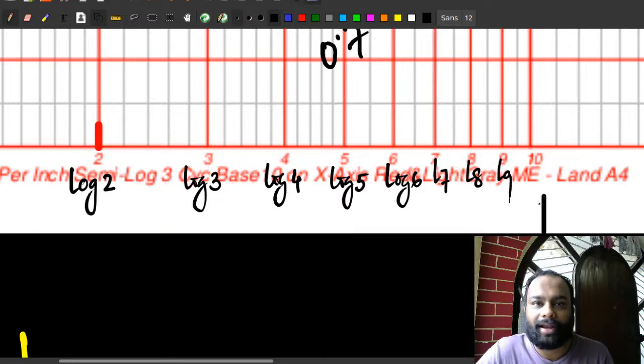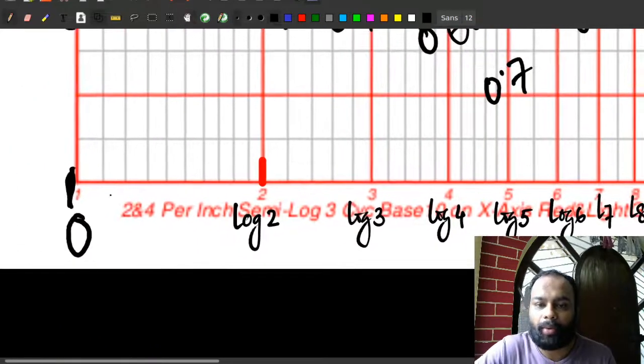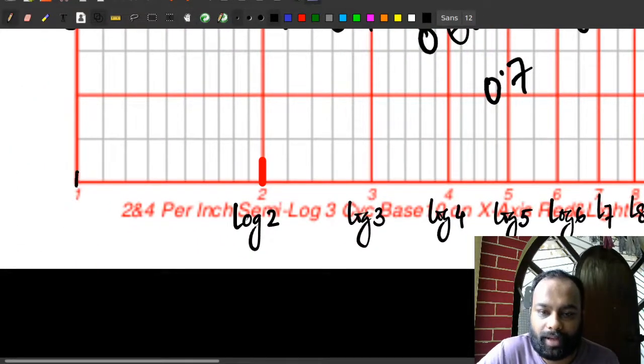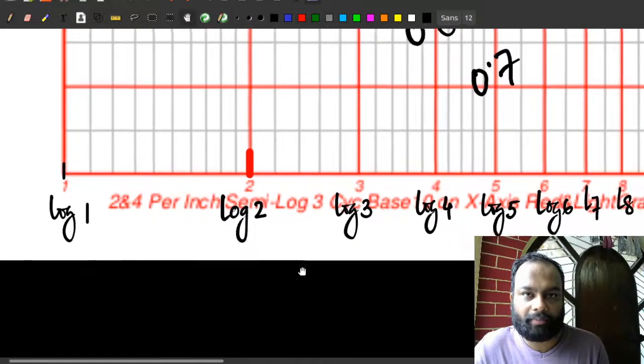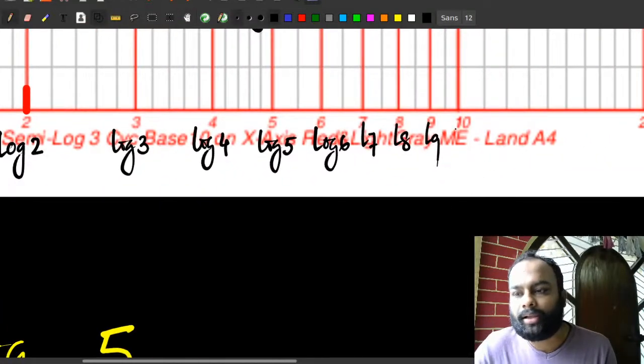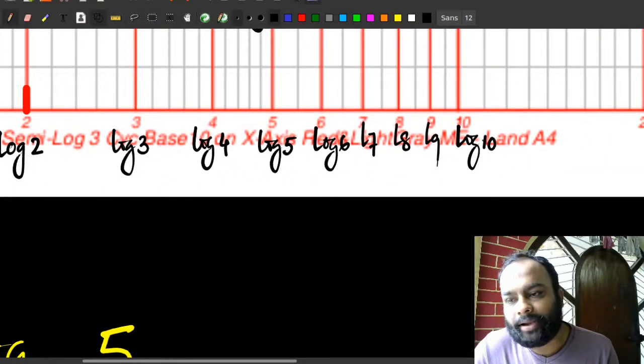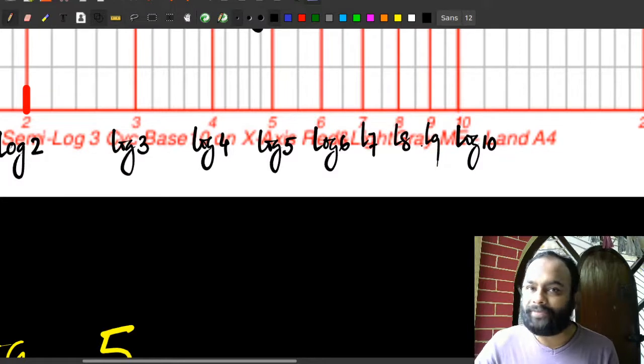And this is 1, right? And this is 0. But what is 0? 0 is just log 1. All of you know that log 1 is 0. So this is log 1. And what is 1? This is log 10, right? The base of this logarithm is 10. So all these logarithms have a base 10, right?